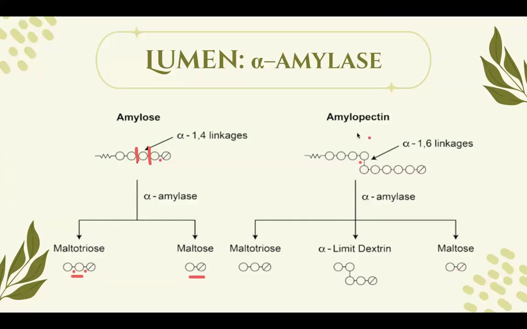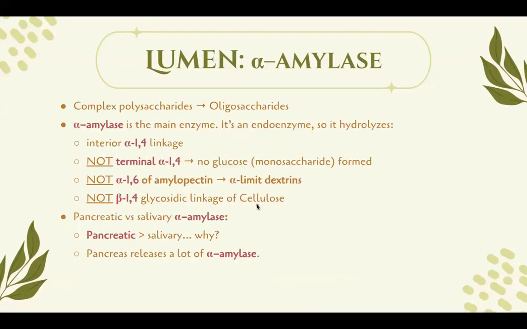But because it's an amylopectin with an alpha-1,6 linkage, you also end up with something called alpha-limit dextrin. Alpha-limit dextrin is basically this molecule which has the alpha-1,6 remaining, okay? Because we couldn't break it down with alpha amylase. So luminal digestion by alpha amylase, we end up with oligosaccharides, including this alpha-limit dextrin, maltotriose, and maltose. We don't have monosaccharides yet, all right? So this is basically what we said, complex polysaccharides into oligosaccharides.